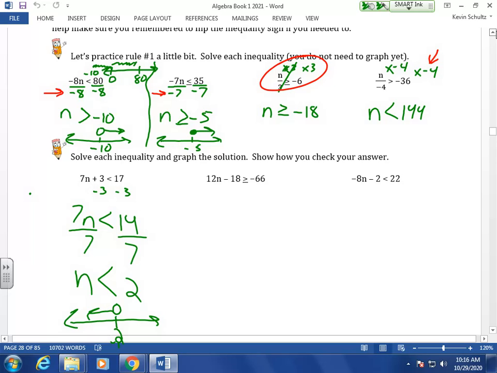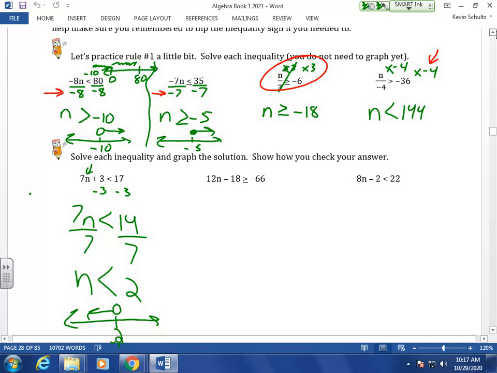Violet: I'm wondering, why is it not equal to? Because isn't 7 times 2 14? Yes. So the reason why is because what we're looking for initially is a value for n that makes this less than 17. What value for n makes our left side less than the right side, right? And so it's not equal to 2, because if n were equal to 2, then 7 times 2 is 14 plus 3, that'd be equal to 17, which is not less than 17.